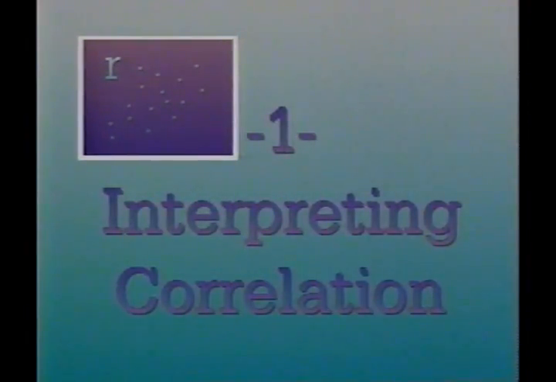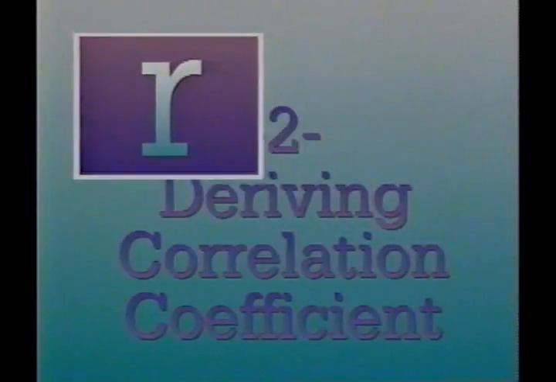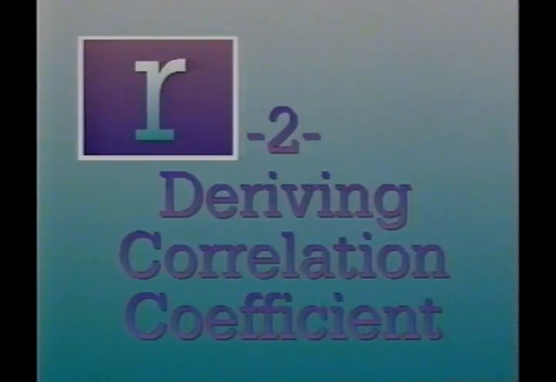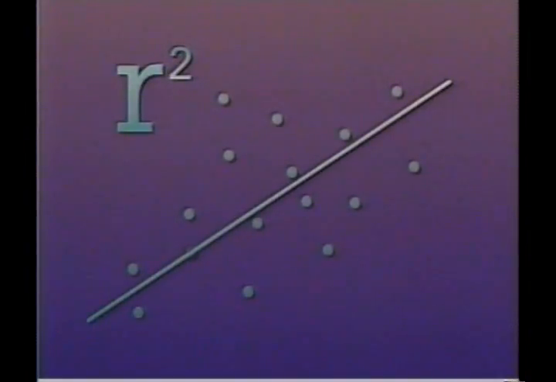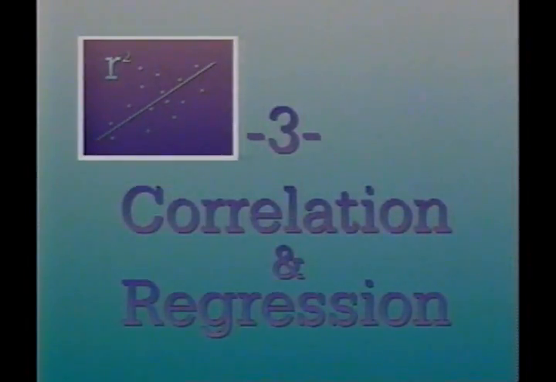In this program, we'll learn how to use the basic facts about R to interpret correlation. In addition, we'll learn how to derive the correlation coefficient. And we'll learn that when a regression is performed, correlation can be used to judge the usefulness of that regression.